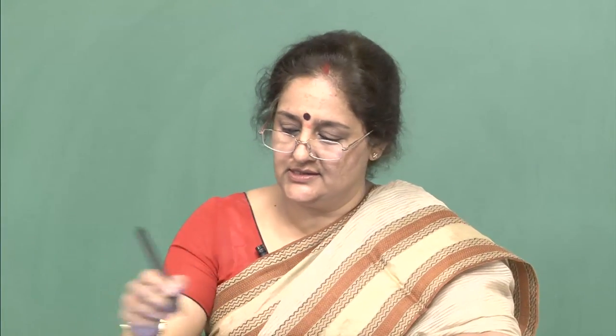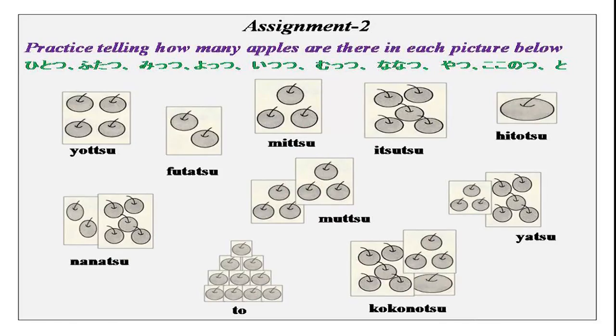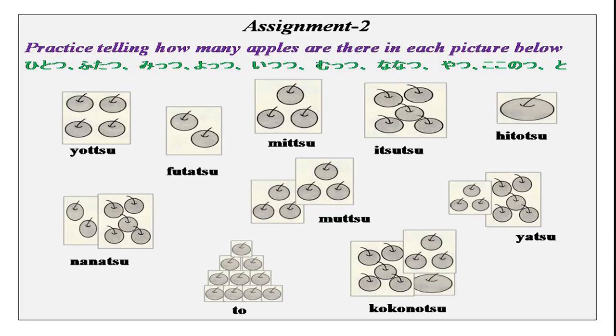Now, you would say it is randomly placed over here, and there is a reason for putting it randomly, so that you do not get used to just saying one after the other. Hitotsu, futatsu, mitsu, yotsu, itsutsu, mutsu. Not only just that, but you could just look at a thing and immediately say what number it is. So, that is the exercise over here.